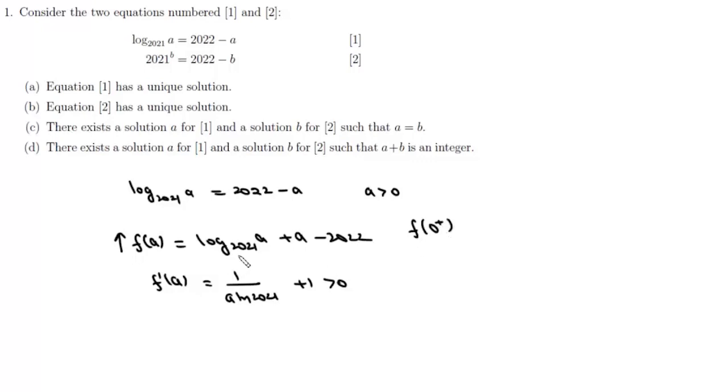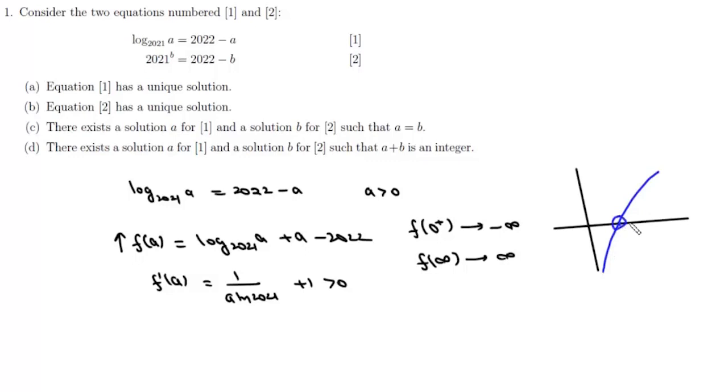So as a tends to 0, log a tends to minus infinity. And if we take the limit as a tends to infinity, log infinity is infinity, so this is also infinity. So this function is strictly increasing. It starts from minus infinity and goes all the way up to plus infinity. So this function will intersect the x-axis exactly at one point. So there is exactly one solution to this equation.